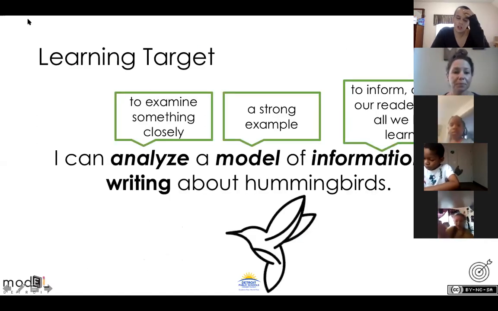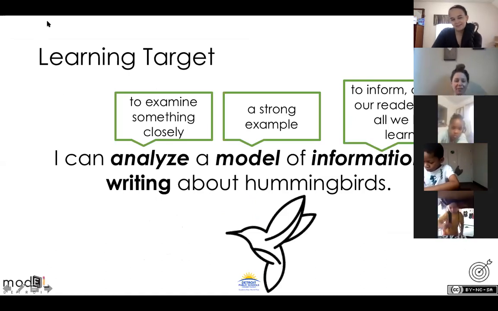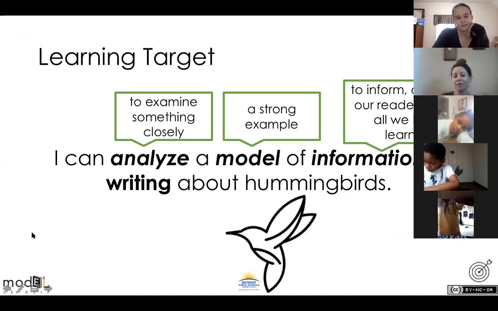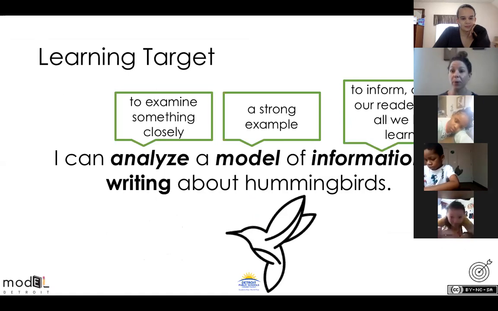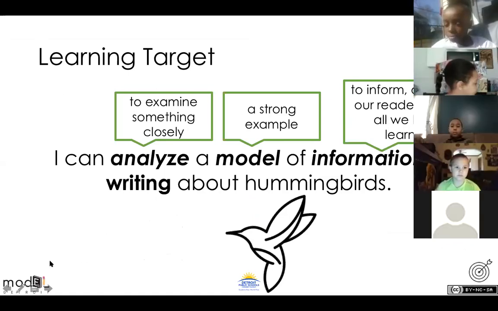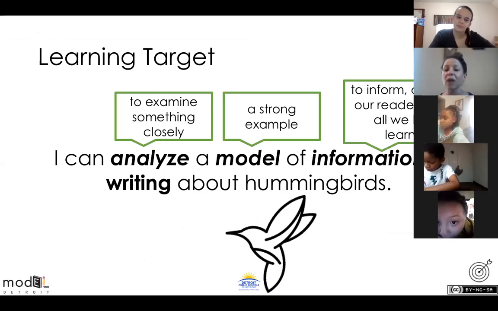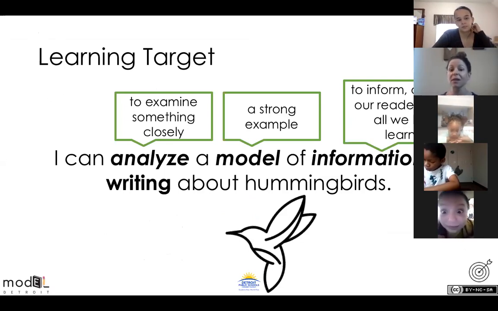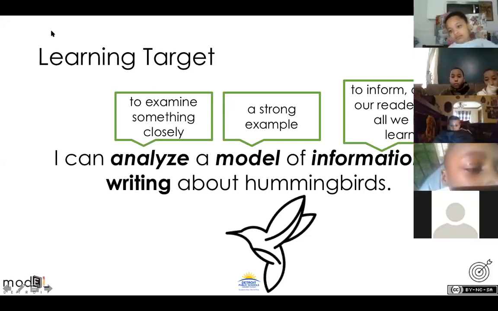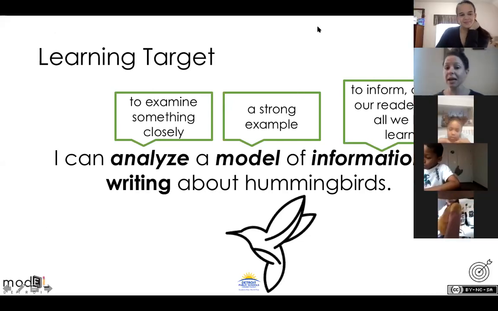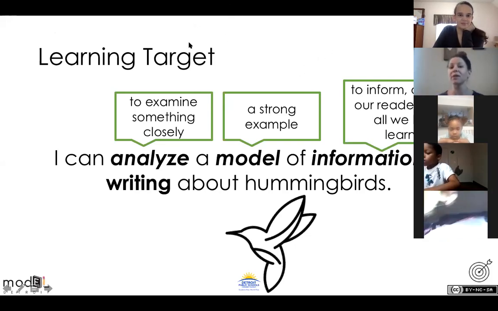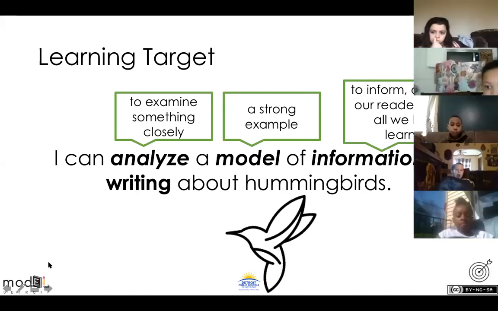Okay. So we're going to break down our learning target a little bit more. You want to help us, Ms. Ishley? I would love to help. So the learning target says, I can analyze a model of informational writing about hummingbirds. The word analyze is bold, which means it's super important. Analyze means to examine something closely. A model is a strong example. And informational writing is writing that is used to inform or teach our readers about all we have learned. So I can analyze or examine something closely, a model, which is a strong example of informational writing, which is writing that teaches or informs the reader about hummingbirds. So today we're going to look at a writing of hummingbirds. And then, friends, moving forward, you're going to use our model to write about bees.